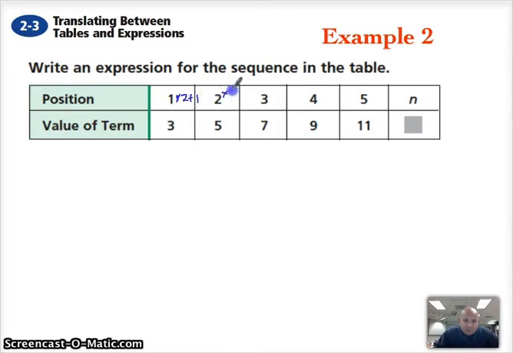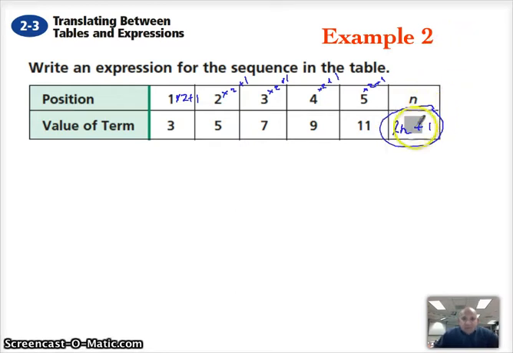How about if we multiplied this by 2? That'd be 4, plus 1 is 5. 3 times 2 is 6, plus 1 is 7. Great, it works for these three. It's got to work for all of them, so we're going to go ahead and make sure that it does. 4 times 2 is 8, plus 1 is 9. 5 times 2 is 10, plus 1 is 11. So what we have is multiplying by 2, n times 2. I'm going to write that as 2n plus 1.